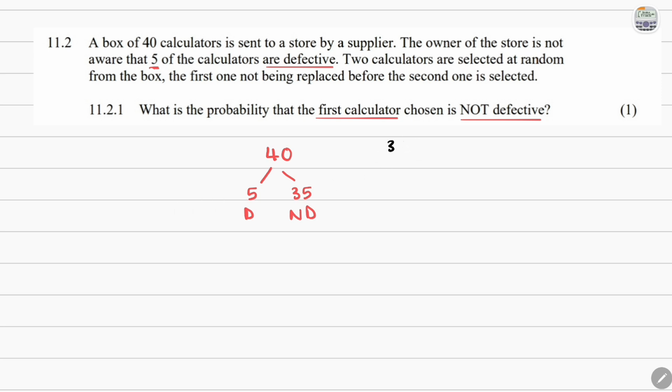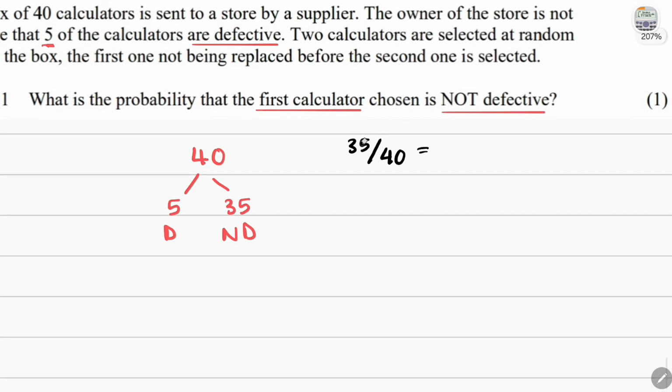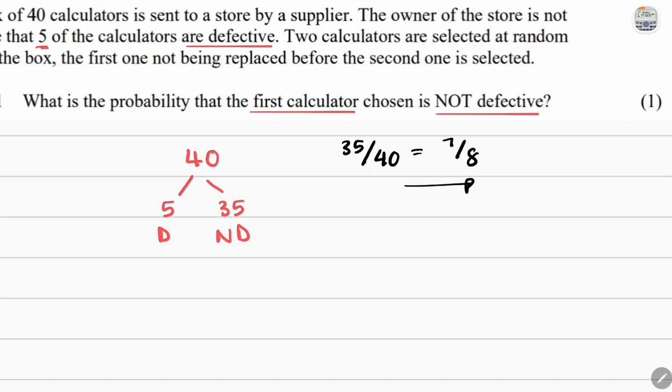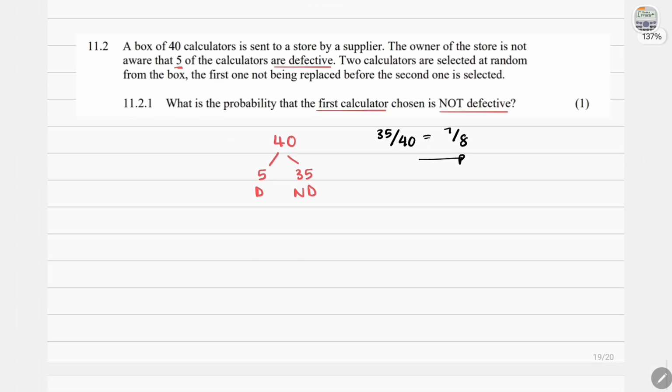Okay, so this is just 35 over 40, which these are both divisible by 5. 35 divided by 5 is 7, and 40 divided by 5 is 8. And that is our answer. Moving on to the next question.